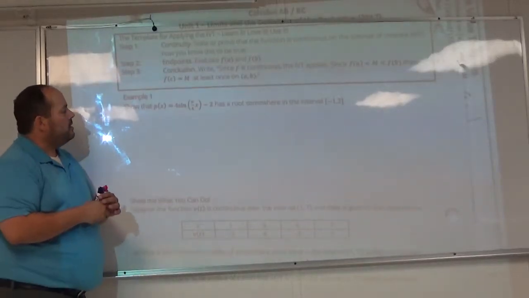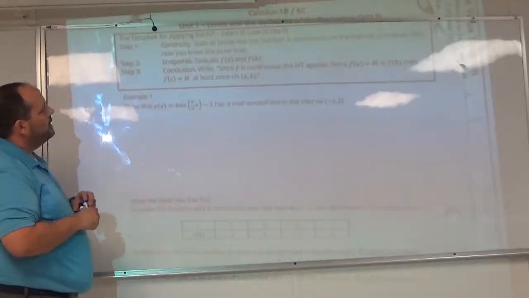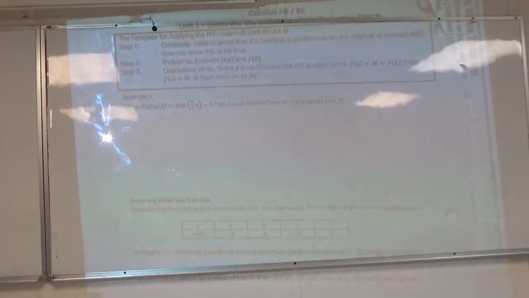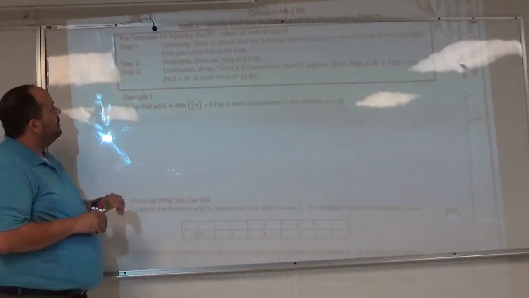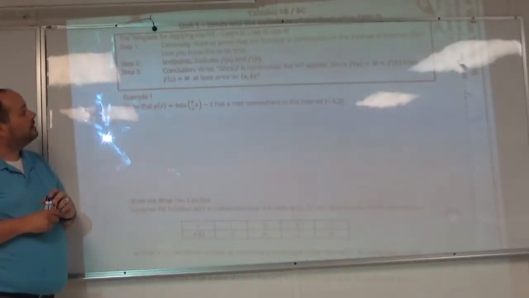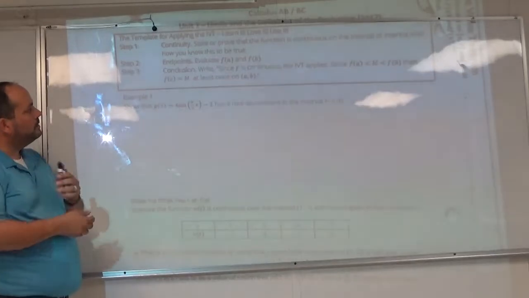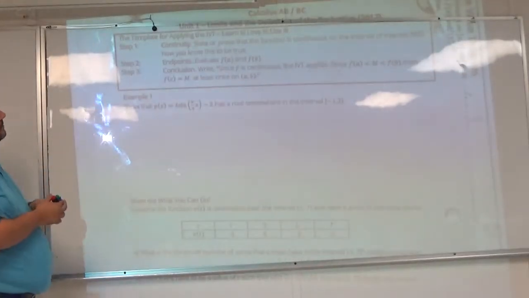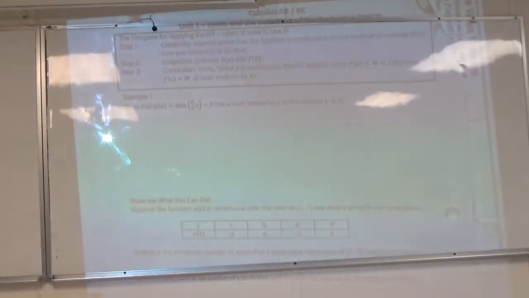So let's look at how you're going to handle an intermediate value theorem question on the free response. Eric, can I get you to read what step 1 is? Show that p of x equals 4. No, up here where it says step 1. Continuity: state or prove that the function is continuous on the interval. I swear it's on your paper. You don't have to do the long distance read.